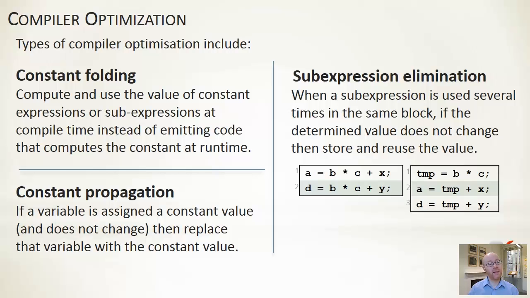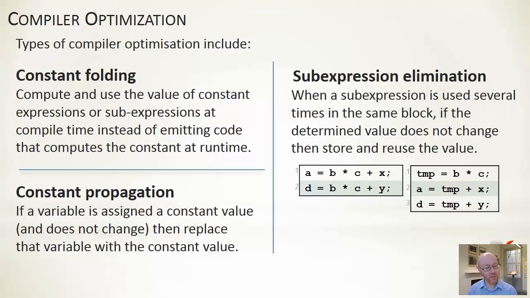Now, it is a constant value. 2π is always going to have a value of 2π. It's never going to change. So the compiler could work out that particular value at compile time and then store that particular value, so it's never ever worked out at runtime.